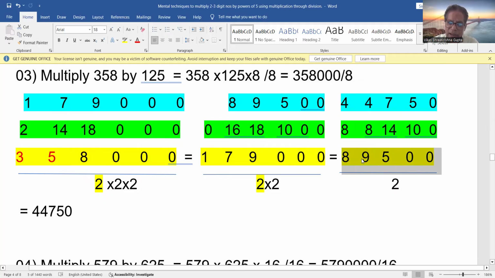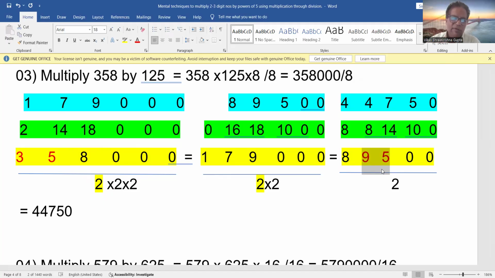And again, 9 and 5 are odd numbers. So before division, I have to convert them into even numbers. So instead of 9, I write 8, and the one extra I carry to 5, so it becomes 15. And 15 is again an odd number. So I write 14 and take 1 to 0, it becomes 10. So after conversion, 89500 into even numbers becomes 8, 8, 14, 10, 0.